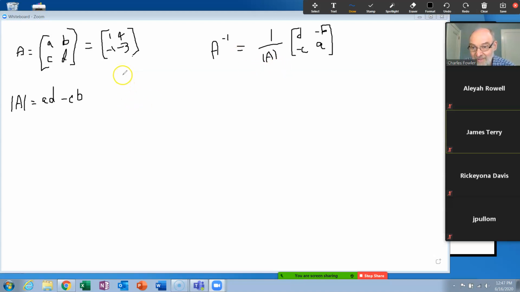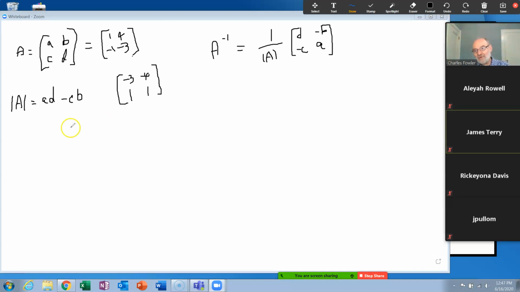And then what you do next is reverse the main diagonal, negative 3, 1, negate your off diagonal, negative 4, 1. And look at what your answer was before. Negative 3, negative 4, 1, 1. There we did it without any Gauss-Jordan elimination or anything else. You basically almost write it down.